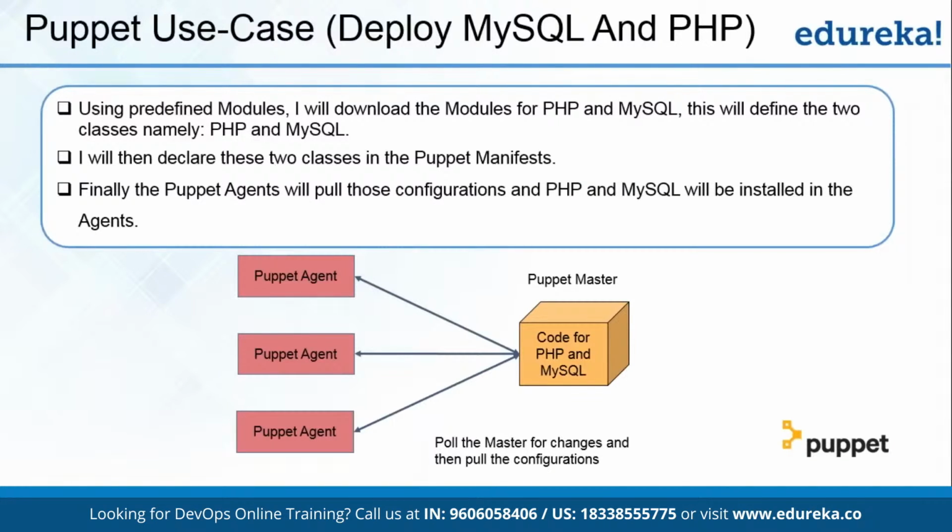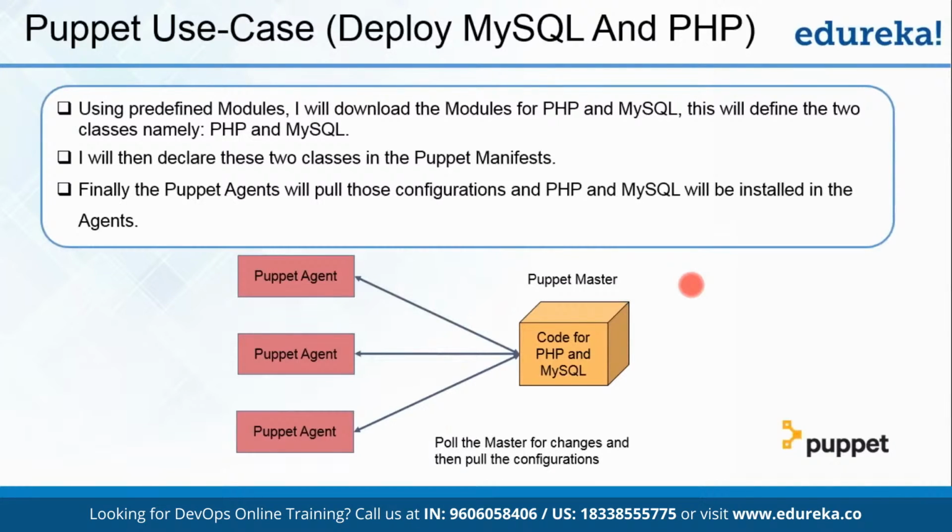For that, I'll first download the predefined modules for MySQL and PHP that are there in the Puppet Forge. Those modules will define the two classes, that is PHP and MySQL. Now you cannot deploy the class directly onto the nodes. So in the Puppet manifest, you need to declare those classes. Whatever class you have defined, you need to declare.